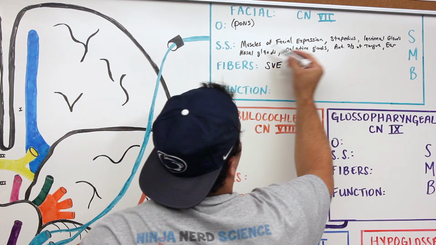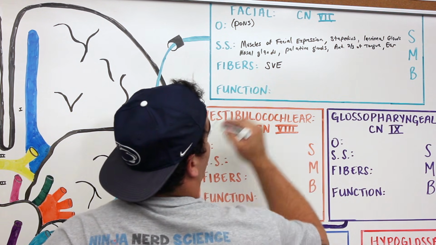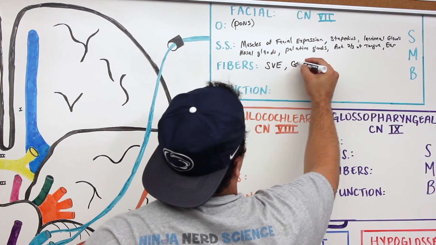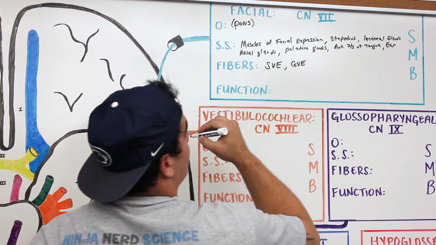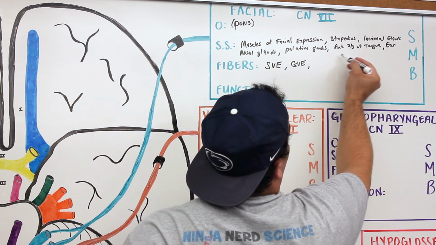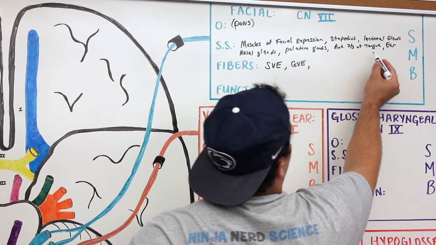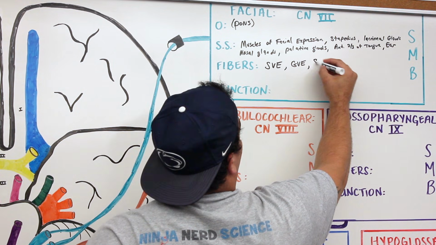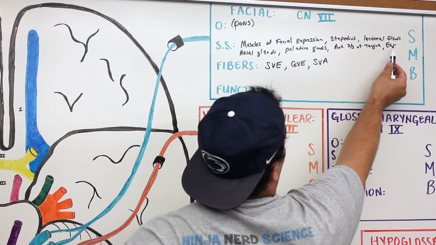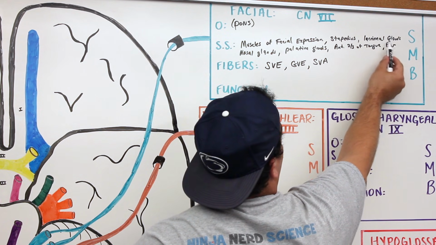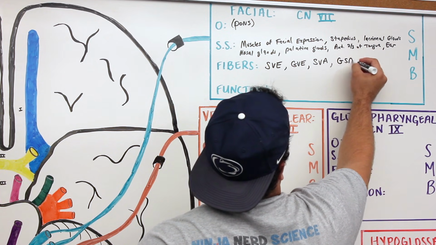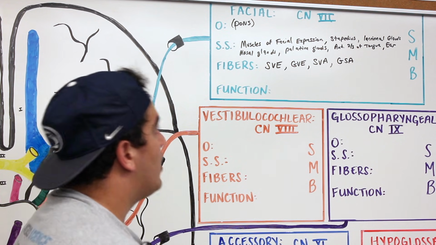It supplies the lacrimal and the nasal and the palatine glands. So these are secretomotor fibers, or parasympathetic fibers. So these are GVE fibers. It also is going to be picking up taste from the anterior 2/3 of the tongue. So gustation, that is a special visceral afferent fiber. And it's also going to supply touch, pain, temperature fibers to the tympanic membrane and the external ear. That is GSA fibers. So what does this function?